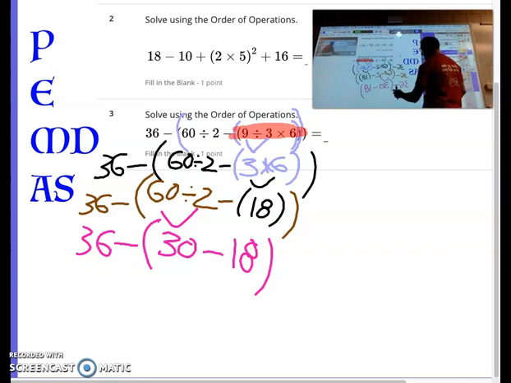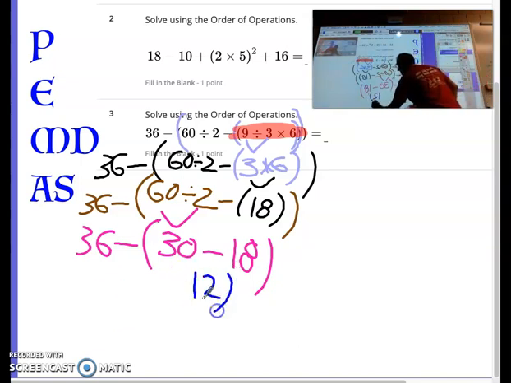The next thing I do, there's minus and minus. What do we do first? It looks like there's a tie, so we would start on the left. However, there's still parentheses going on. Remember, each time I start back at the top. Is there any parentheses? Yes, 30 minus 18, which I believe is 12. Bring down the minus, bring down the 36.